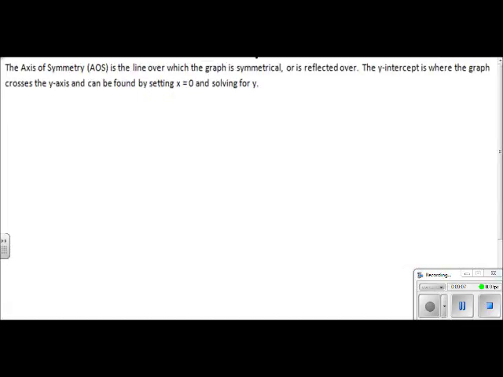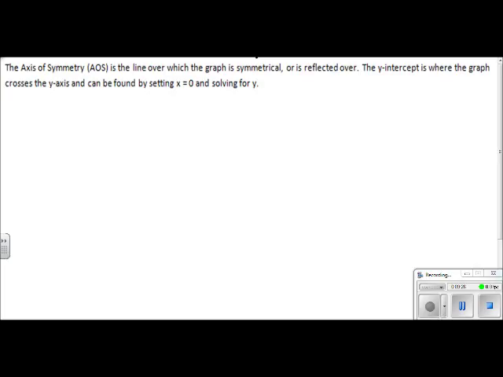Now another thing to be cautious of on these parabolas is called the axis of symmetry, or the AOS. It's the line over which the graph is symmetrical or reflected over. The y-intercept, as we've talked about, is the spot where the parabola hits the y-axis, and it can be found by setting x to 0 and solving for y.